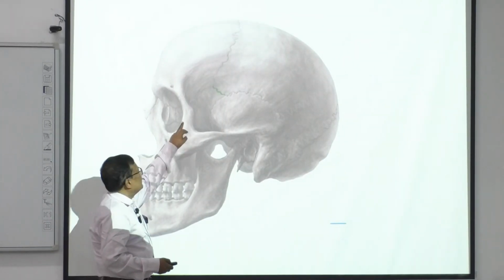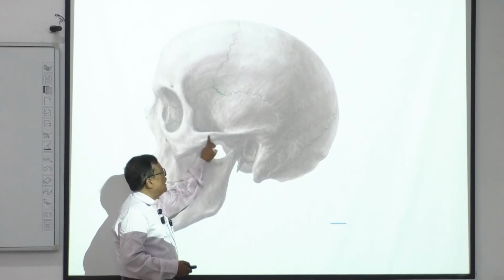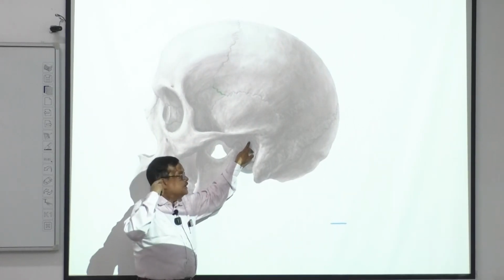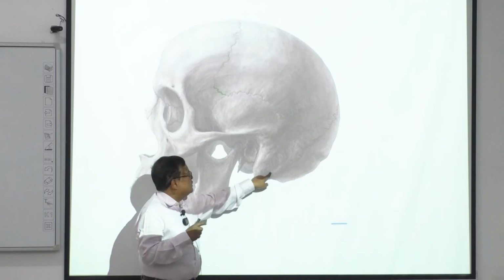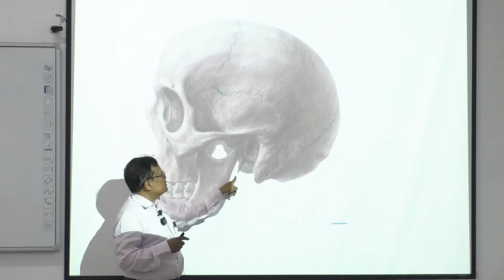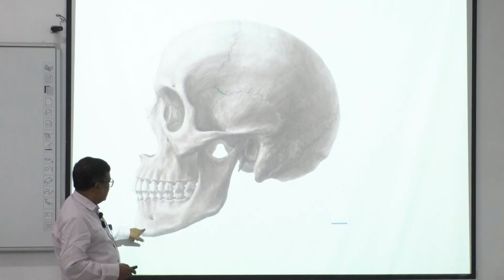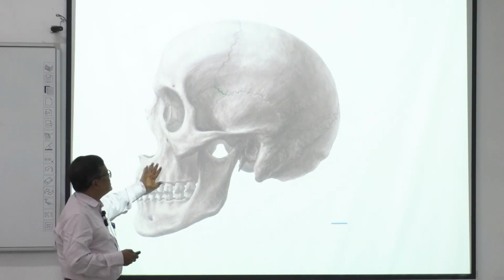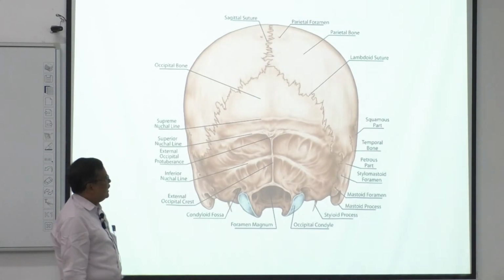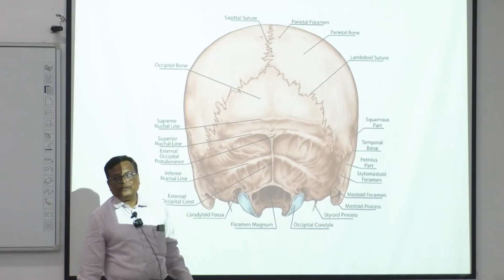This is the zygomatic bone. This is the zygomatic arch. This is the opening, external acoustic meatus, mastoid process. It is the styloid process. This is the ramus of the mandible. This is the body of the mandible. And this is the maxilla. And it is the posterior view of the skull.